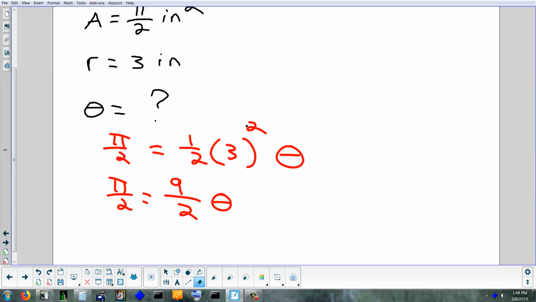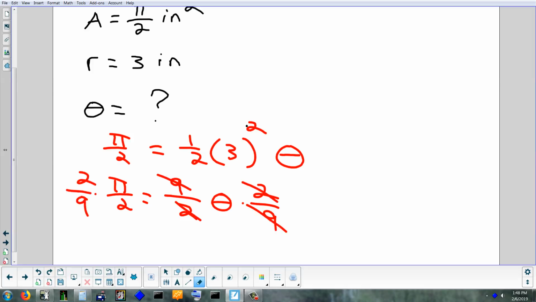Because now we can use the same trick we've been using before to get rid of the 9 and the 2 at the same time. So how would we get rid of the 9 over 2? Use the reciprocal again. If you wrote it as 4.5, it would be really hard now to do this in your head. So multiply each side by the reciprocal. 9s are gone. 2s are gone.